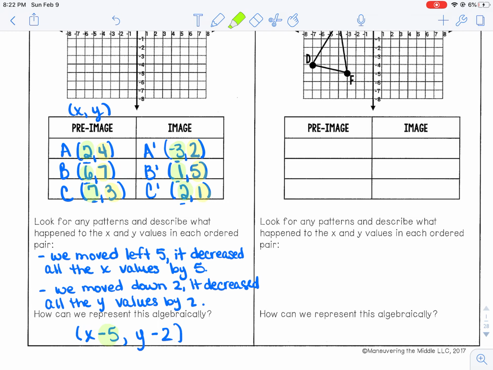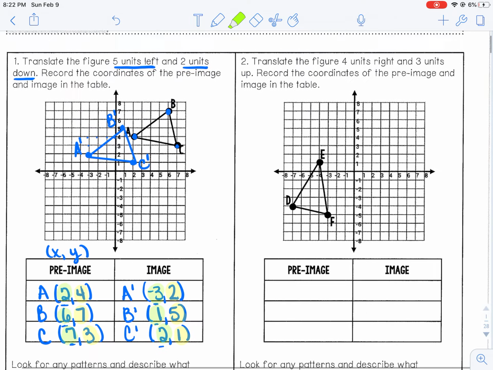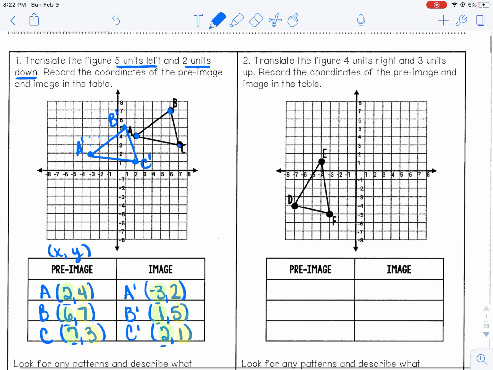Okay, so let's take a look at number 2. So this one over here, we are going to translate different directions. Okay, so we're going to go 4 units to the right and 3 units up. And then we're going to record the pre-image coordinates and the image. So let's start with D. Go 4 units to the right, 1, 2, 3, 4, and then 3 units up, 2, 3. There's going to be D prime.